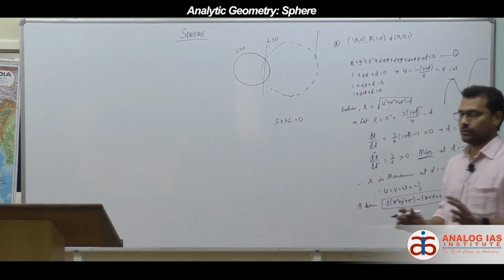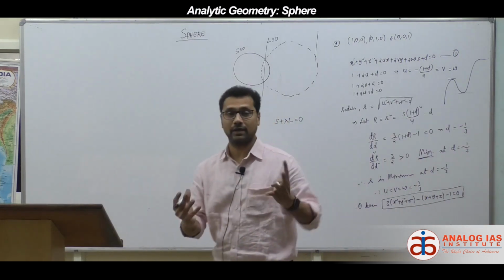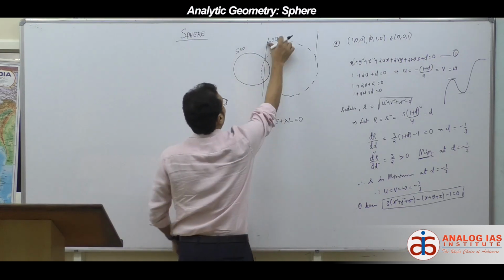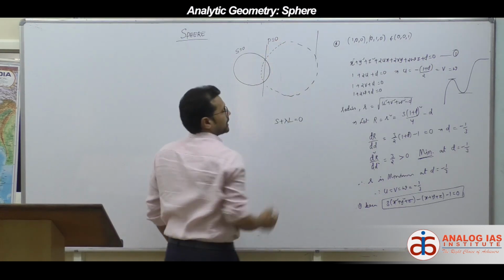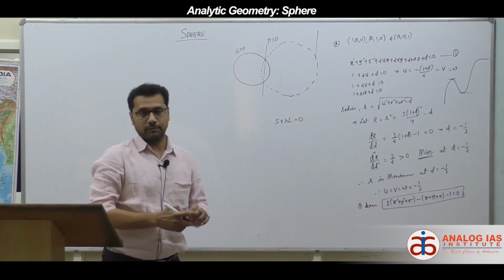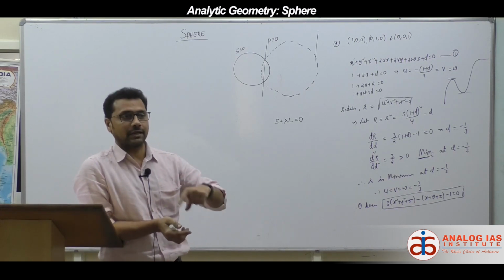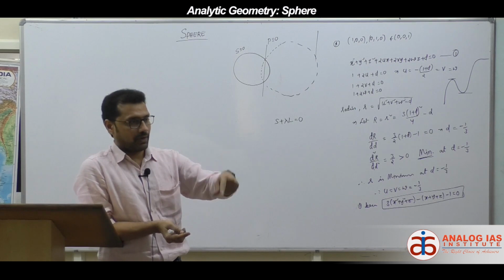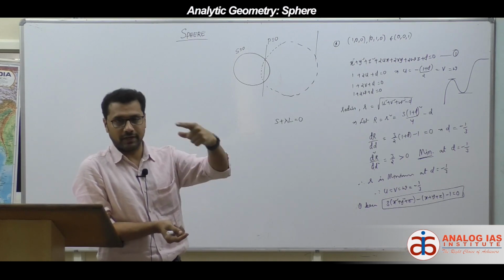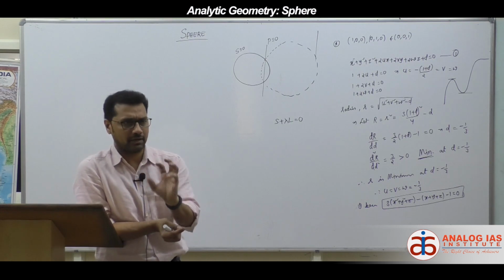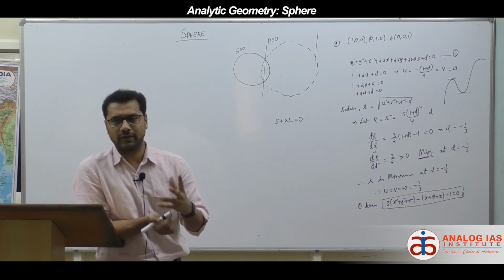Now that is a basic level thing. Now we'll go to sphere and a plane. Let S equal to 0 be a sphere, P equal to 0 be a plane. So when a sphere is intersected by a plane, you will actually get a circle of intersection, right? There may be many questions in this particular context. What kind of questions can we expect?